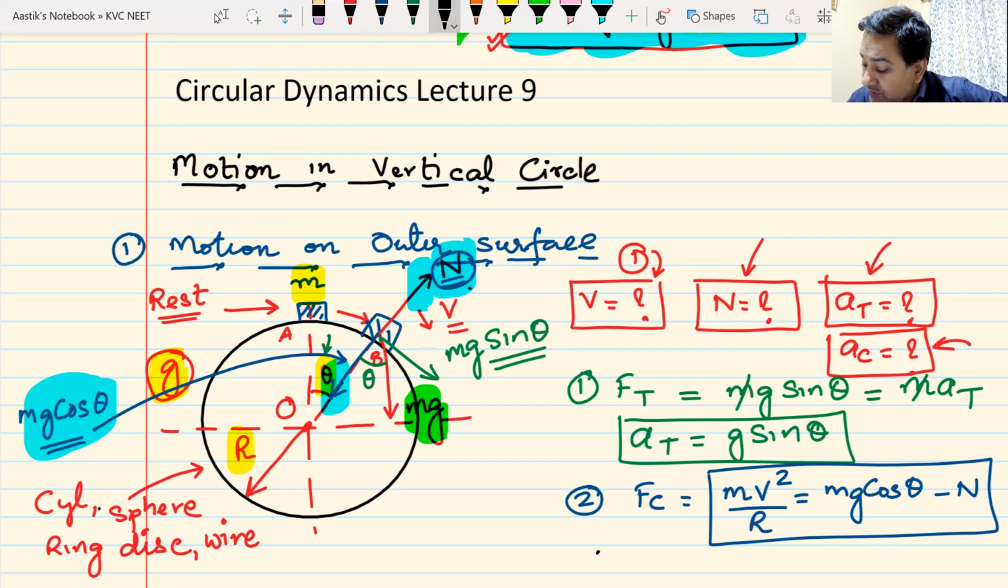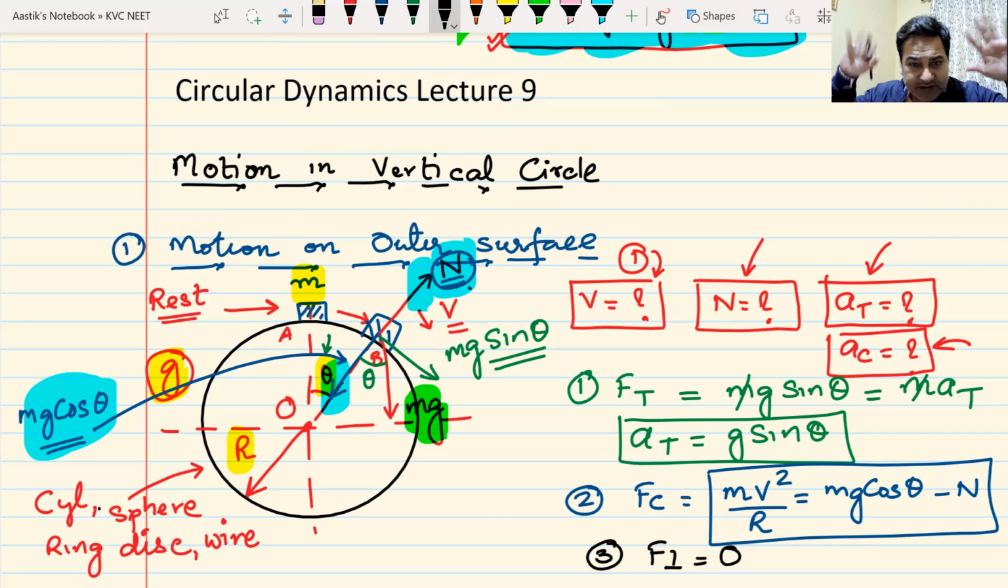The third equation would be in the F perpendicular direction. There is no force here in the F perpendicular direction, and hence you cannot make any equation. As you can understand, there is a difference between how these equations look in the vertical circle, whereas how these equations were looking in the horizontal circle. Do we understand this?